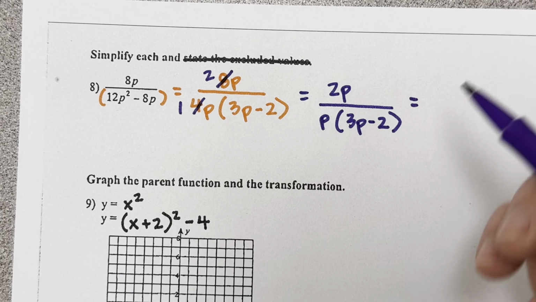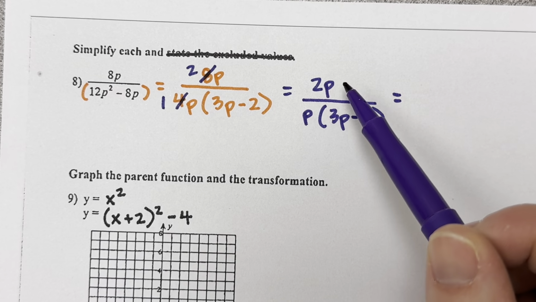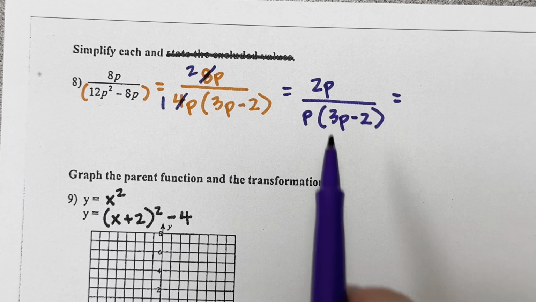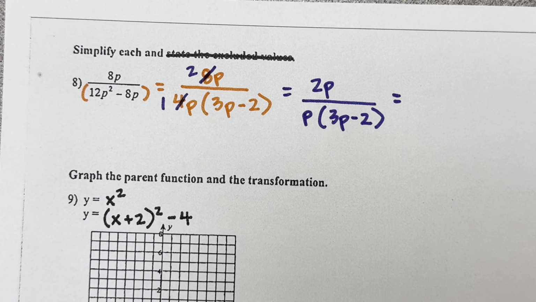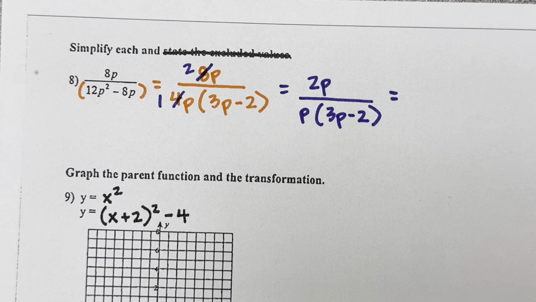This is not fully simplified because I will tell you there's one more thing you can cross off that's the same on top and bottom. So go ahead and finish that problem out. There's one more thing. I'll give you a hint. It's a variable. It's a letter. So go ahead and figure out what that is, cross it out, and you're all good.